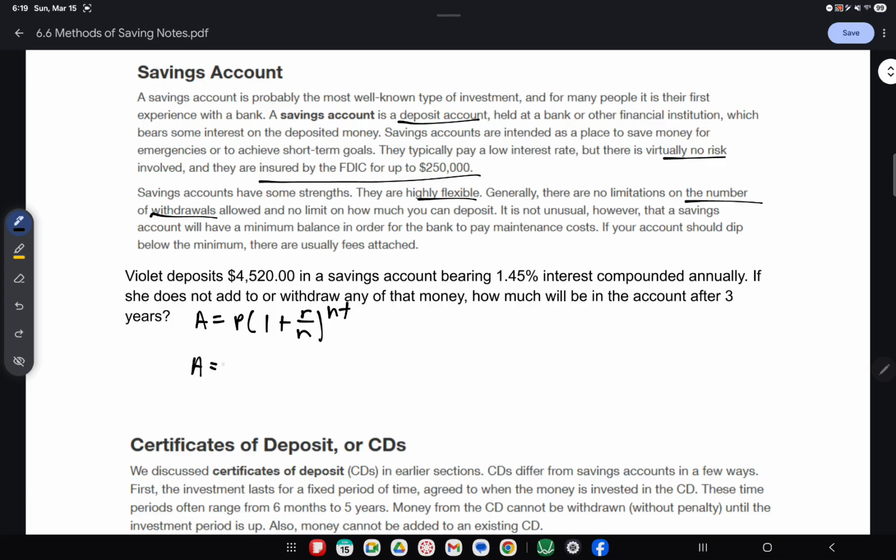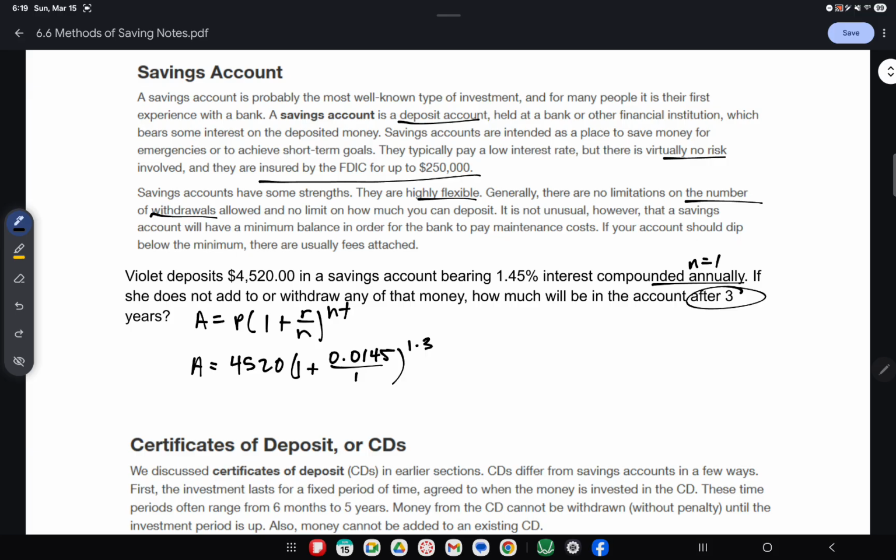So I want to know the final amount. I know I initially put in the 4520. My rate is 0.0145. It's compounded annually, so my n is actually 1. And then 1 times, 3 years. So I don't really need the ones there, but I always like to plug it into the formula just so I know where all my numbers are going.